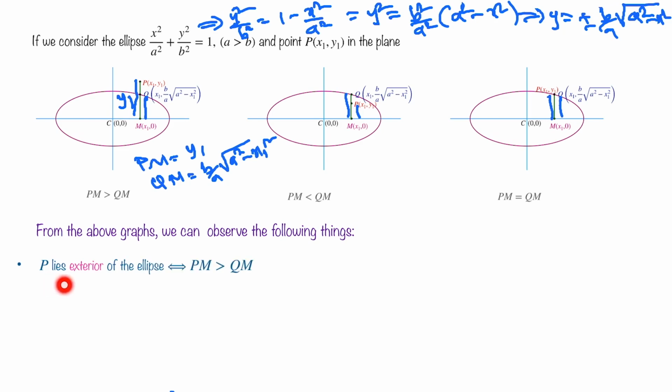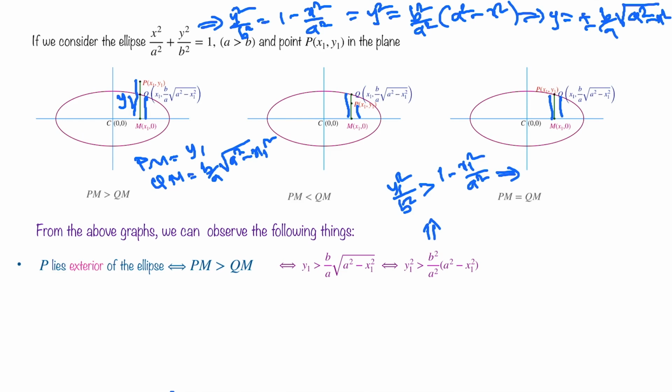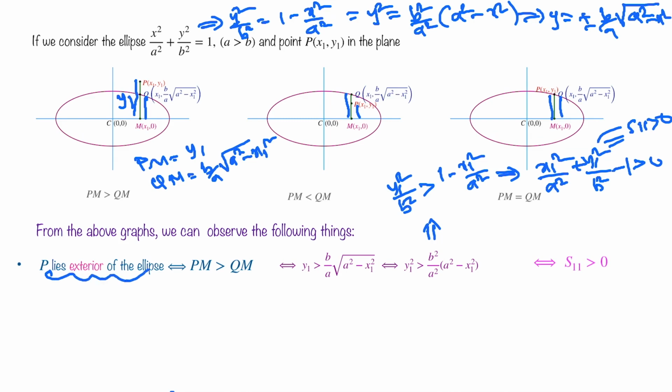The first one: P lies exterior to the ellipse if and only if PM is greater than QM, if and only if, what is PM? Y1 greater than b by a under root a square minus x1 square. This is equivalent to, if you square both sides, y1 square greater than b square by a square times a square minus x1 square. You can write this as y1 square by b square greater than 1 minus x1 square by a square. Okay, we can rewrite this: x1 square by a square plus y1 square by b square minus 1 greater than 0, that is equivalent to saying that S11 is positive. So P lies exterior to the ellipse if and only if S11 is positive.